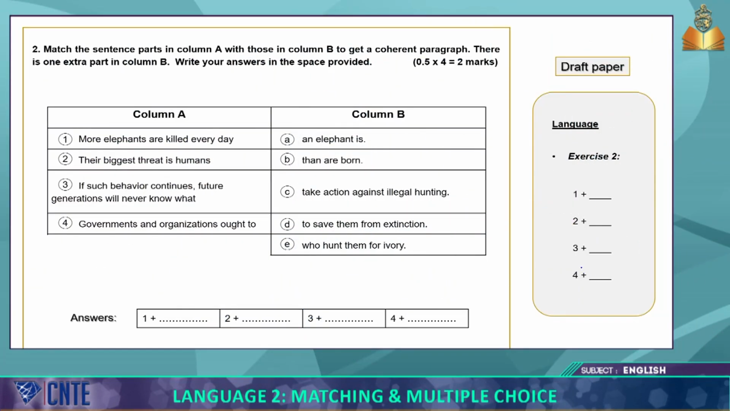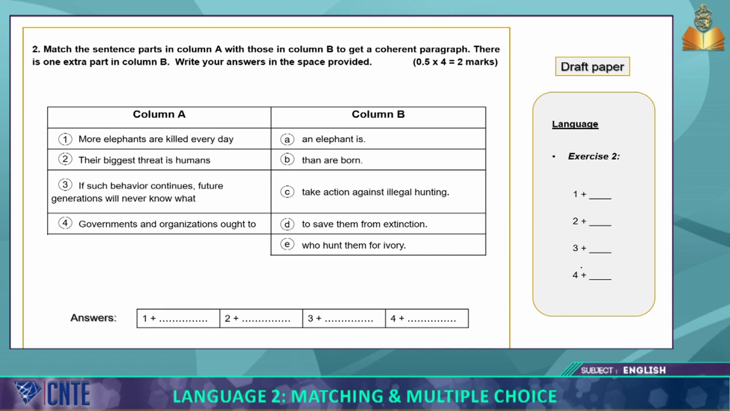For example, the first part of sentence 1 is, more elephants are killed every day. Which of the sentence parts in column B do you think is the perfect match? Well, I think we all agree that we can't say more elephants are killed every day an elephant is, because this simply doesn't make sense. What about B? Let's see.